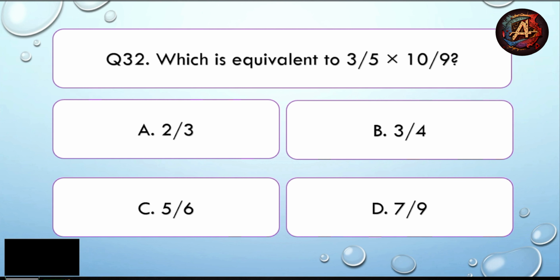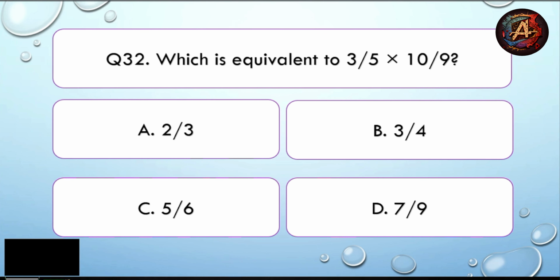Okay, math learners, in order for us to know this one, you can apply directly the multiplication of fractions. In multiplying fractions, you just multiply the numerators, then you multiply the denominators, then you get the lowest term. You can also use the cancellation method.